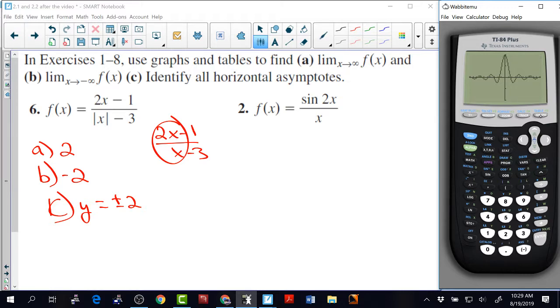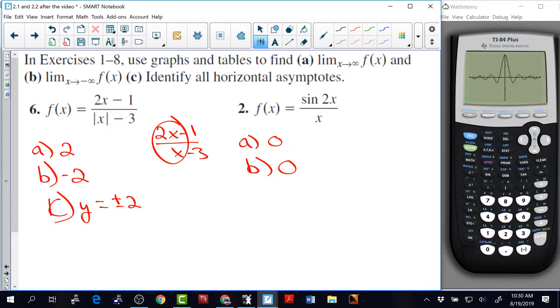What's it leveling off to on the right side? 0, right? And what I mean by leveling, this one doesn't necessarily level off, but it's getting closer and closer and closer to 0. The magnitude's getting smaller and smaller. So A, 0. To the left, 0.